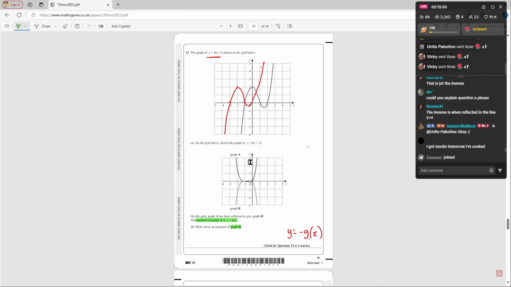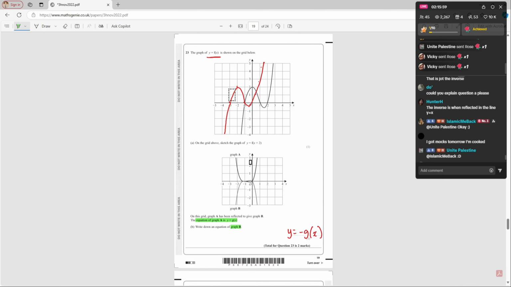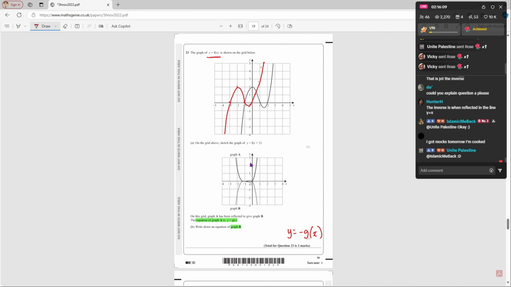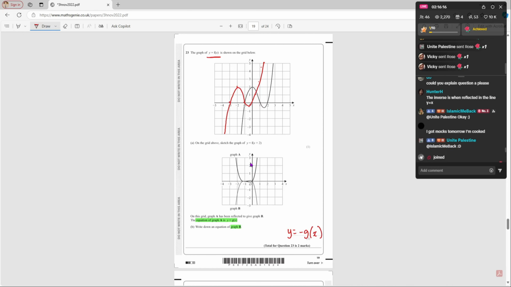You want me to explain part A? So basically, for part A, we know that the graph of f(x) is drawn for you. On the grid, sketch the graph of y is equal to f(x) plus 2. You have to move backwards, okay? In this case, you are moving backwards. Trust me, you have to move backwards.